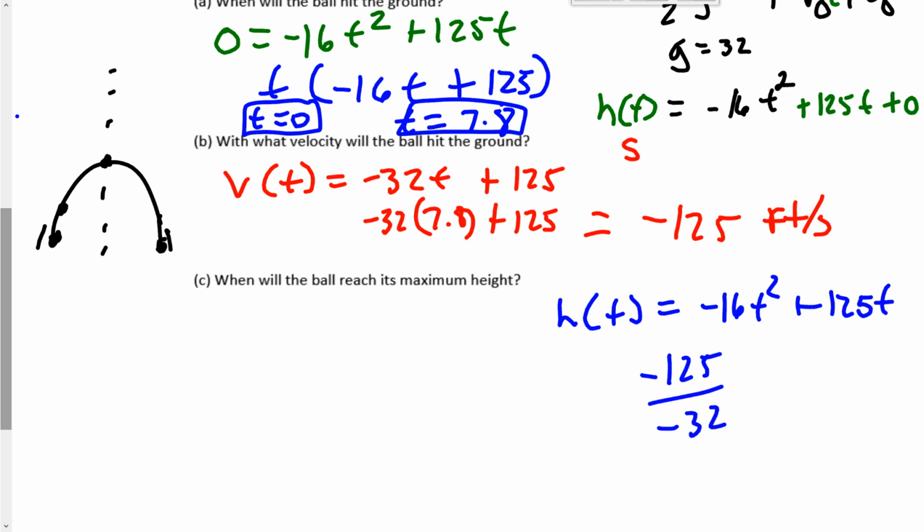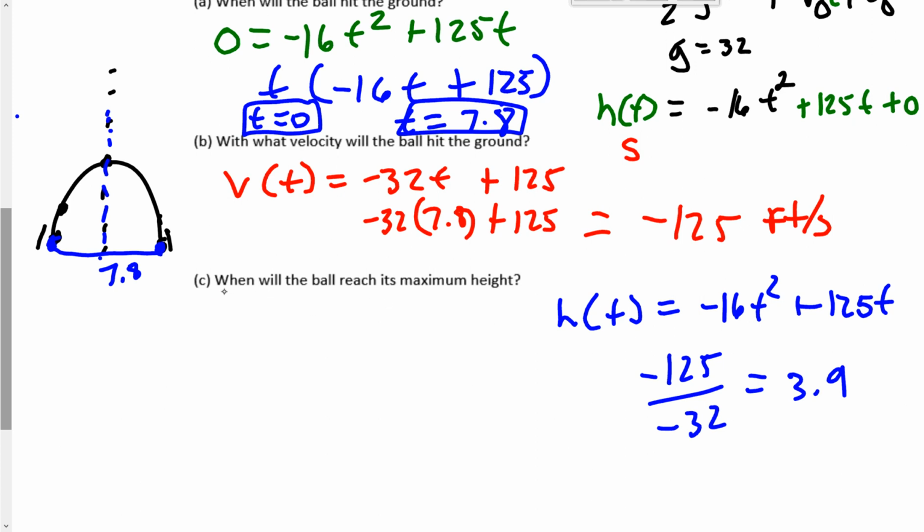Or I know if I start right here and it takes 7.8 seconds to get here, because I started at 0 and I end at the same height, that my max is going to be right in the middle of that time. So that'd be 3.5, and then 0.4, so 3.9. So it's going to be at 3.9. So both of these equal 3.9. So that's your x value.